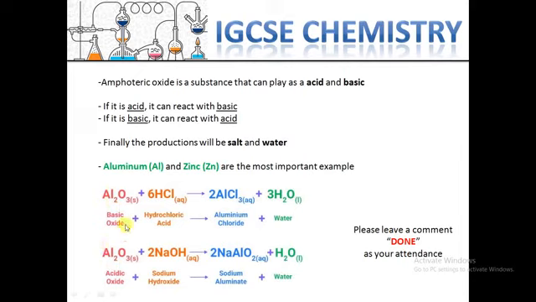If it's acidic, it can react with a base, and if it's basic, it can react with an acid. The products are salt and water. So this is amphoteric oxide.